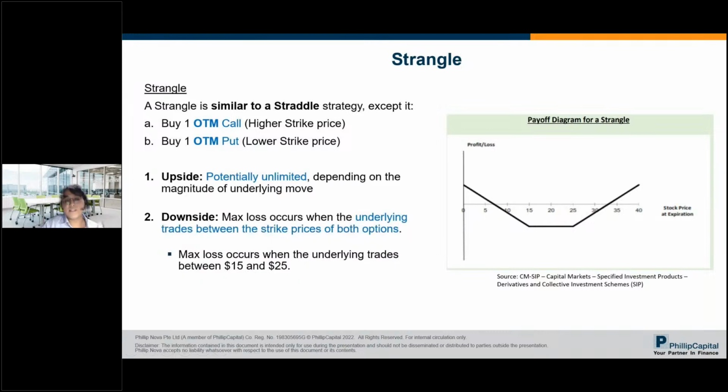So the upside and downside is very similar to a straddle strategy. Upside is potentially unlimited, again depending on the magnitude or the size of the price movement in the underlying. The downside is, however, limited to whenever the underlying, or let's say for example gold futures, trades within the strike prices of both options. So for this example, it'll trade between $15 and $25.